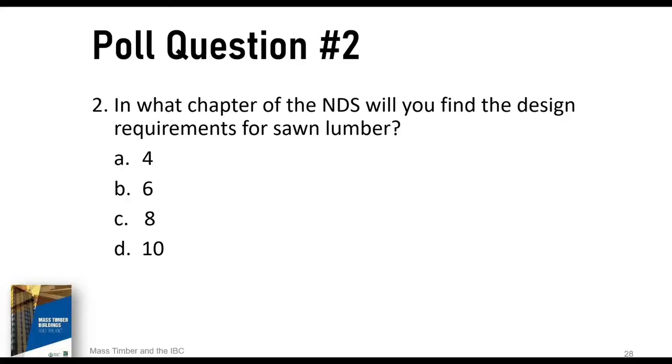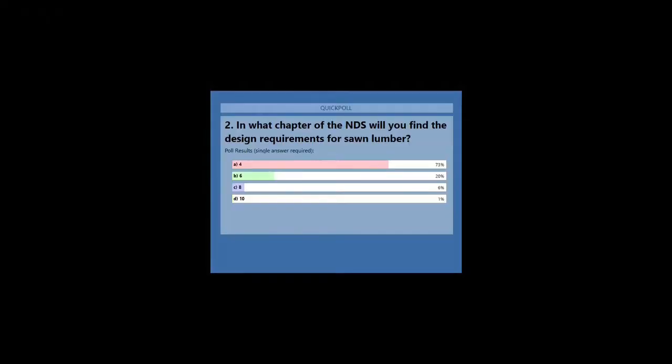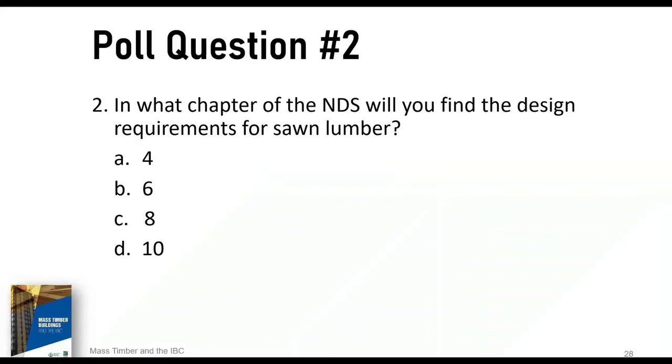Okay, so we'll close the poll and share the answer. In what chapter of the NDS will you find the design requirements for sawn lumber? 73% said chapter 4, A. 20% said B, chapter 6. 6% said chapter 8, C, and then 1% said chapter 10. And the right answer is? The majority. Correct answer is A. Chapter 4 of the NDS is where you will find the design requirements for sawn lumber. Good job.